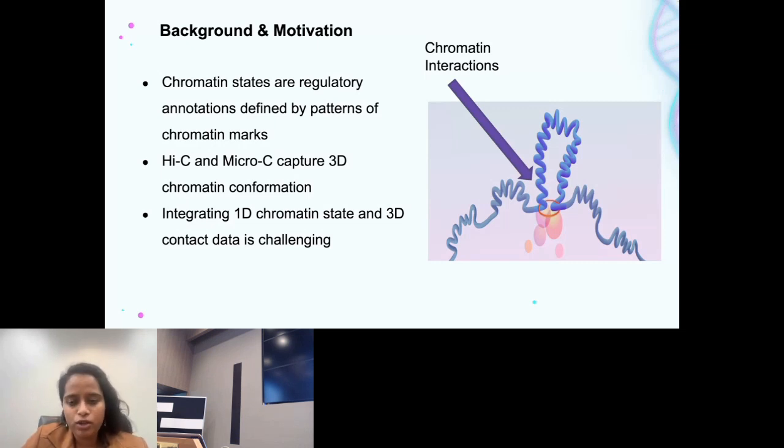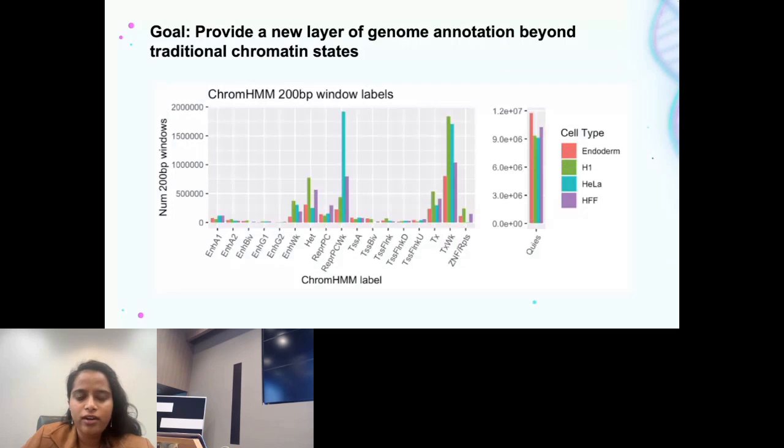The common issue with integrating the chromatin marks from the Hi-C data is its larger window size, which could be about 5 kb windows, and it is harder to correlate with the ChIP-seq peaks and so on. So integrating this 1D chromatin state with the 3D contact data is challenging, and our study proposes a method to integrate and cluster this information across the genome. Our goal here is to provide a new layer of genome annotation beyond traditional chromatin states.